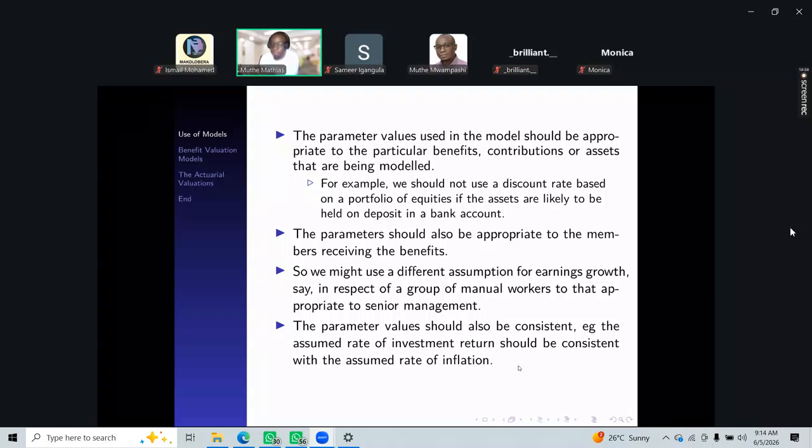We are giving an assumption here, for instance, about the parameters. You should not use a discount rate based on the portfolio of equities if the assets are likely to be held on deposit in a bank account. Why should you use a discount rate based on a portfolio of equities while we expect our asset to be deposited in a bank account? We have to make sure that the assumptions we are making are robust and align with what we are actually doing in the real world. You can read more about this one here.